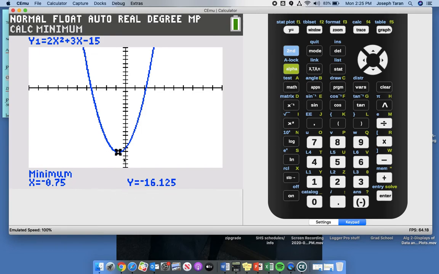So your axis of symmetry is this vertical line that you can't see, this vertical line at negative 0.75, which is the x value. So your axis of symmetry would be x equals negative 0.75.